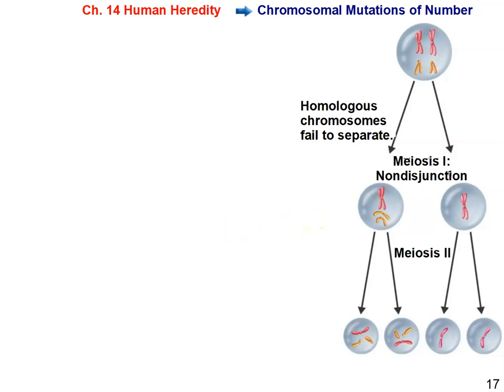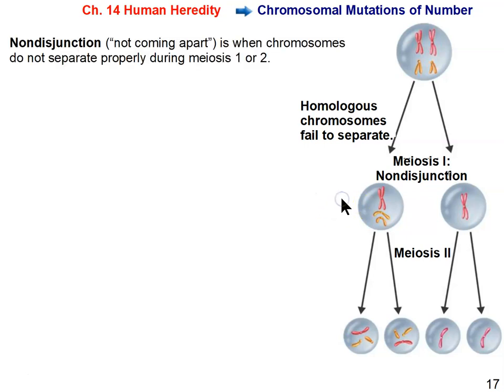So you'll notice we're looking at a diagram of meiosis here. And it happens through a process known as non-disjunction. Non-disjunction means not coming apart. Disjunction means coming apart, and put a non in front of it, that means not coming apart. And that's what happens. During non-disjunction, during meiosis, the chromosomes don't separate properly.